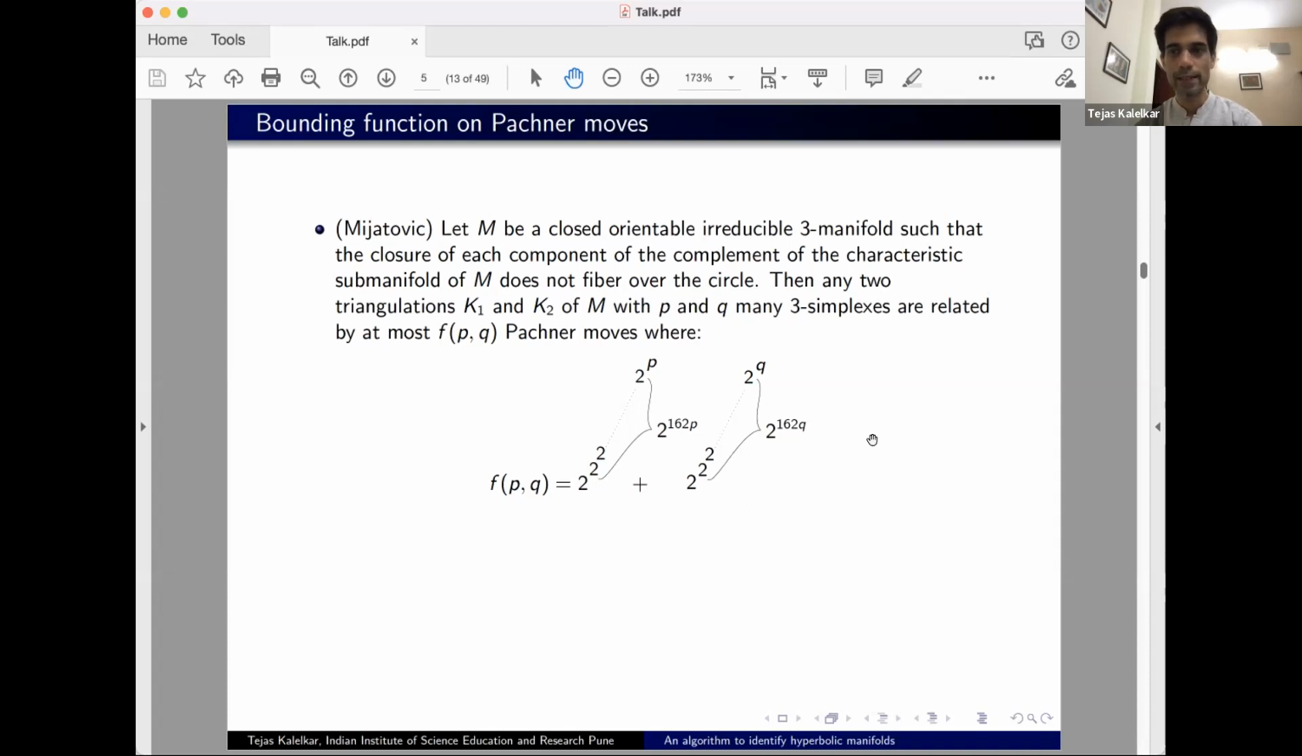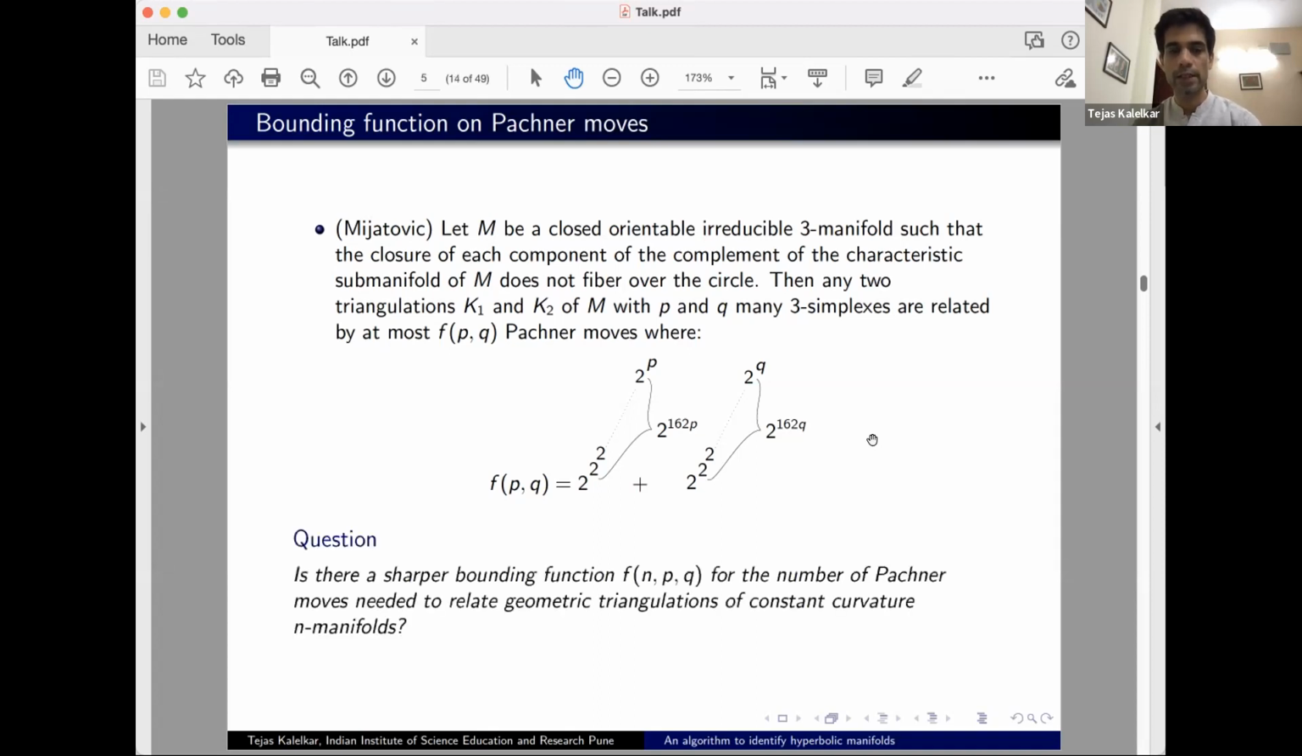So on the one hand, it's great that we have an explicit bound. This is what we were looking for in order to solve the homeomorphism problem with runtime bounds. On the other hand, this is clearly not a practical bound in any definition of the word practical, right? It's a fairly large number. So the question we asked ourselves is: is there a sharper bounding function obtained for the number of Pachner moves needed to relate geometric triangulations of constant curvature n-dimensional manifolds?